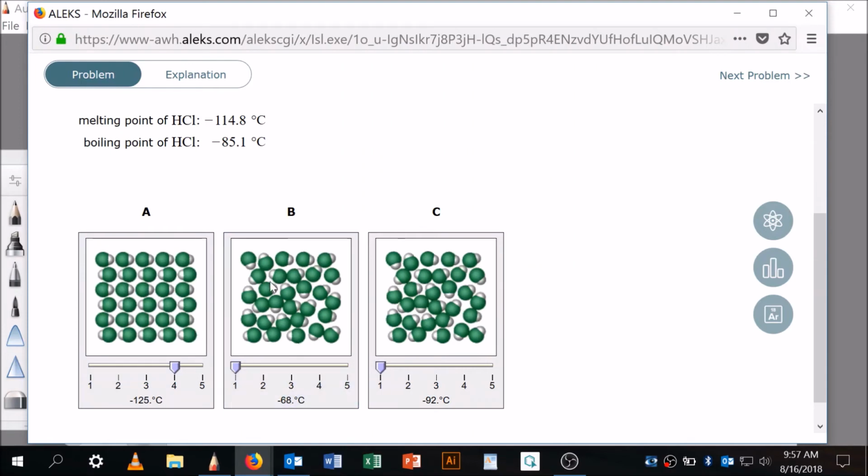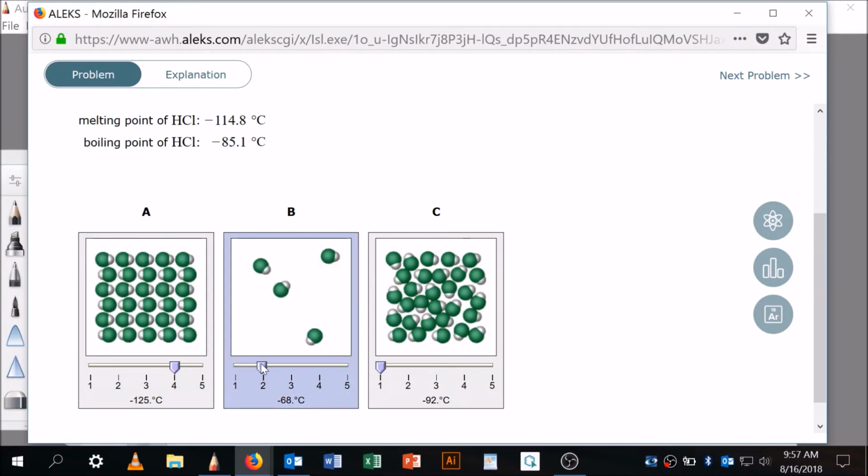Alright, so let's look at this temperature. It's minus 68. Is that bigger or smaller than minus 85? It's bigger, right? So since that's bigger, we're expecting it to be a gas. This is disordered, like a gas is disordered, and it's HCl. But it looks like they're pretty close to each other, actually touching each other, right? So it's probably a liquid. Let's move along. We're looking for a gas because this is hot, right? Minus 68 is hot compared to minus 85.